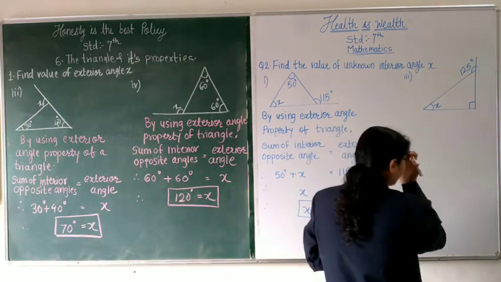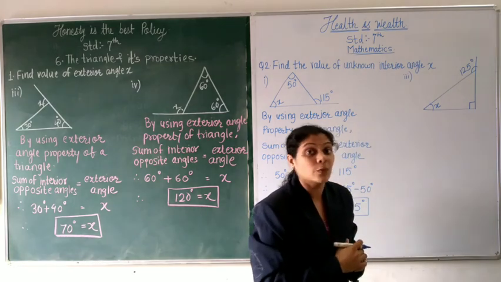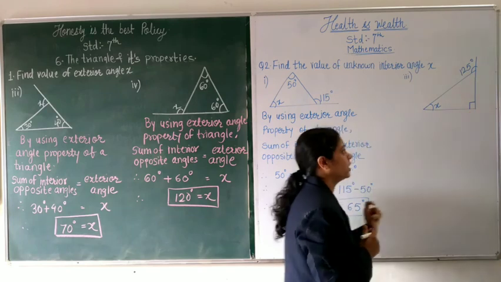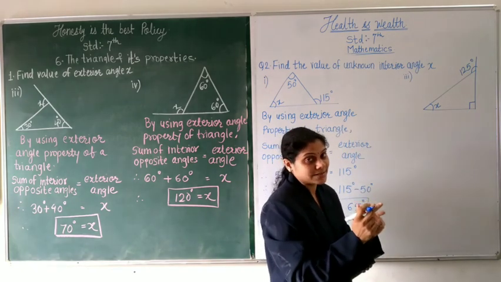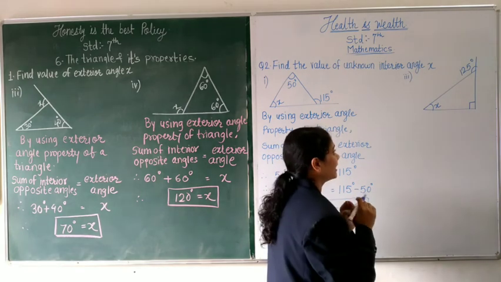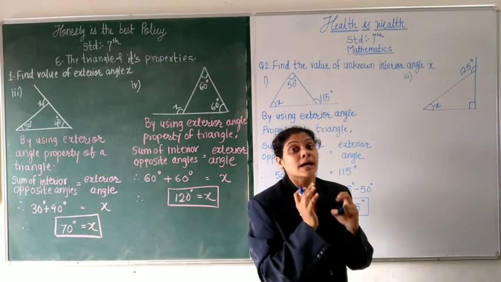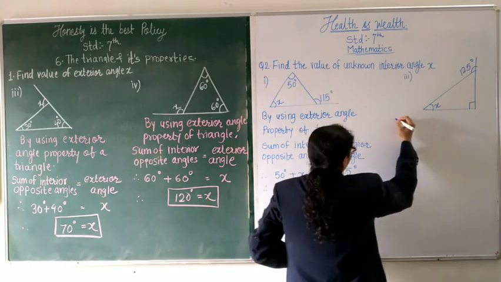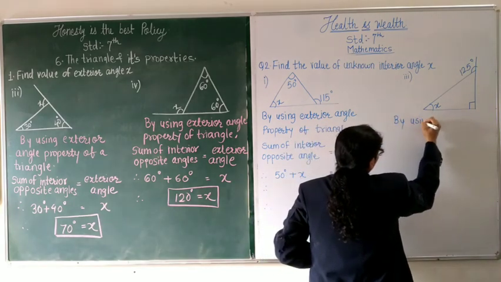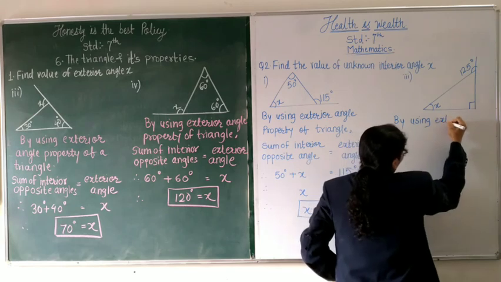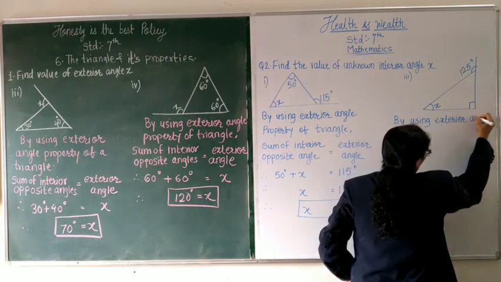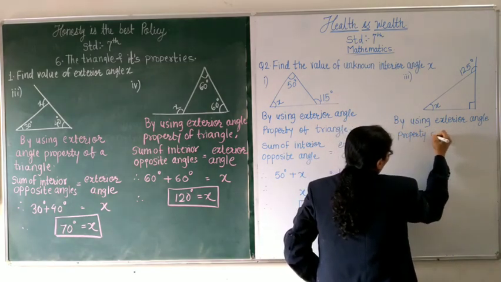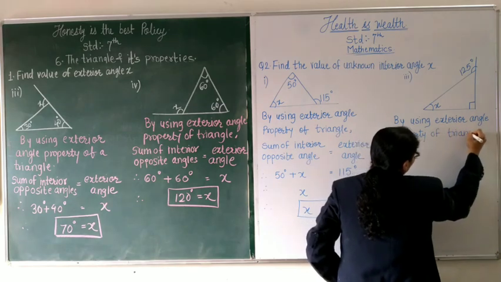Now look at here. You can see this is a right angle triangle. Why is it a right angle triangle? Because you can see this side shows it measures 90 degree. So we have two interior angles, x and 90 degree. With the help of this, we have to find the value of x when the exterior angle measures 125 degree. So I will write here: by using exterior angle property of triangle. What is the property?